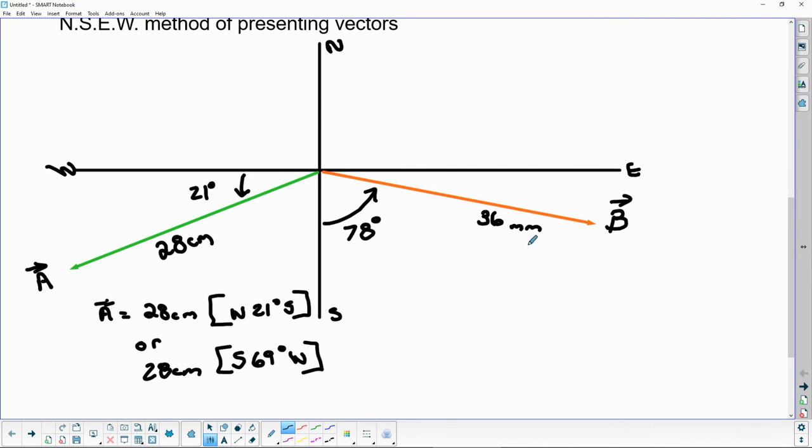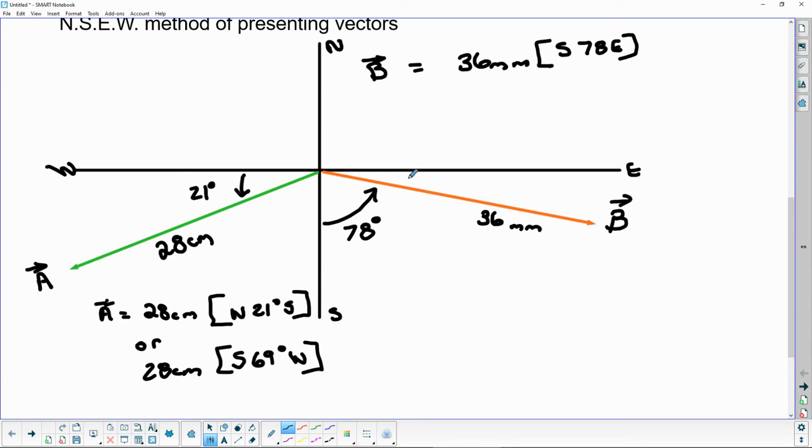Okay, so what are these two ways of presenting this vector? So B here can be presented two ways. You could say that this is 36 millimeters. And you could say, firstly, it's south 78 degrees to the east. That's one way to present that. South, then back up towards the east, 78 degrees.